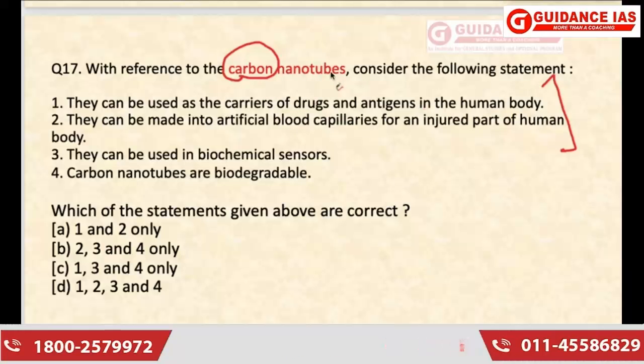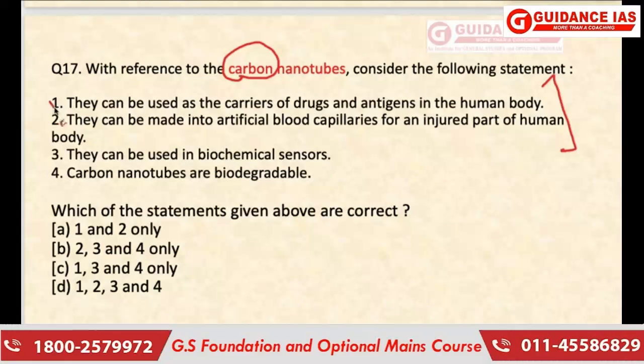And if we talk about the structure of carbon nanotubes, they are cylindrical in shape and consist of large molecules which are hexagonally arranged. Okay. And they have a lot of applications, varied applications, starting from textiles to electrical appliances. Even in medicine, they are used a lot these days. Okay? So yes, option number one is along the same lines, that they can be used as carriers of drugs and antigens in the human body.